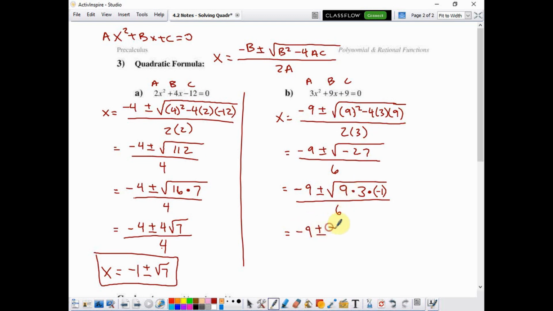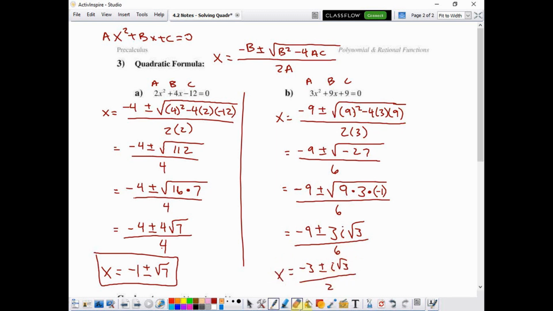The square root of 9 is 3. The square root of negative 1 is i. The square root of 3 is irrational, so that's going to stay there. And I can simplify. 3 goes into all three of these terms. Negative 9 divided by 3 is negative 3. 3i root 3 divided by 3 is i root 3. And 6 divided by 3 is 2.